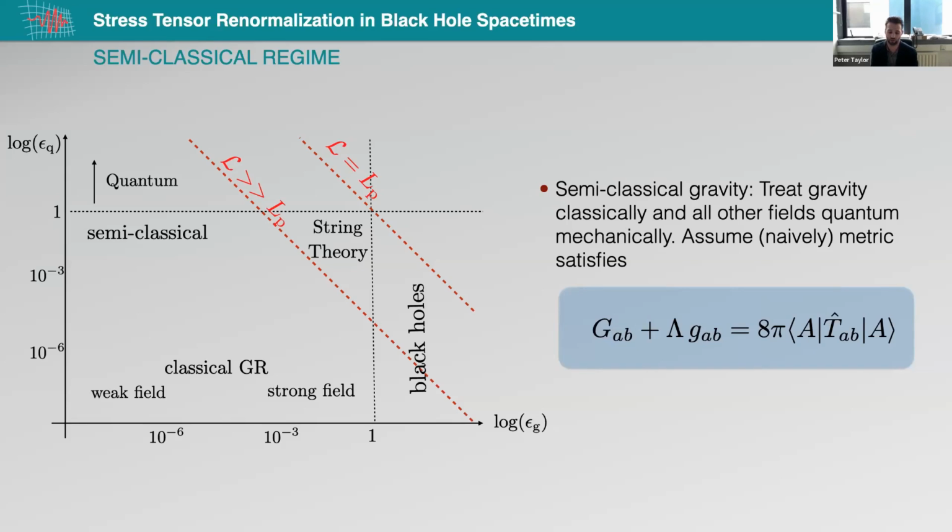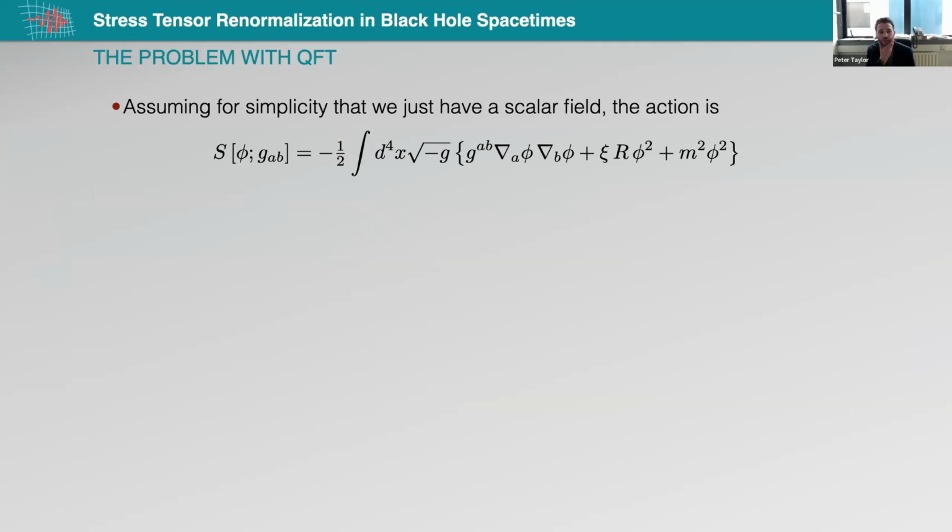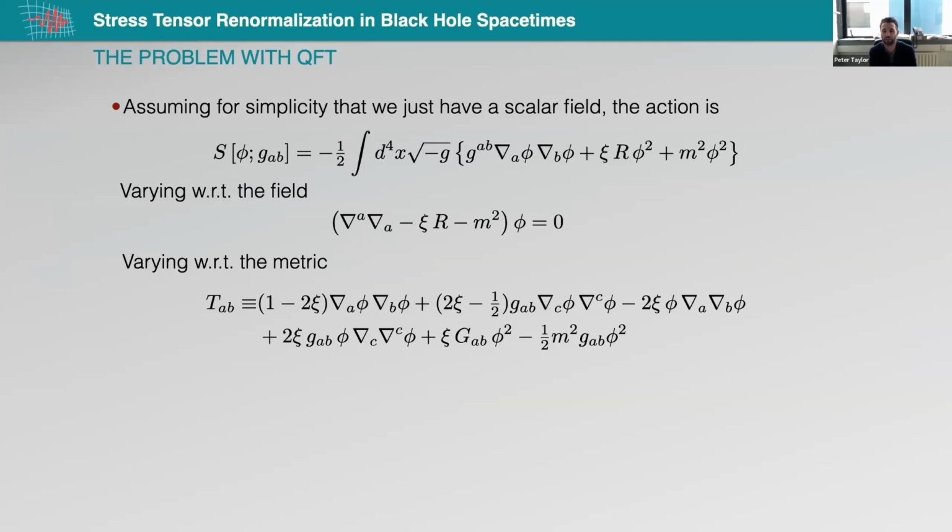To see what's wrong with this equation, and there'll be a bit of overlap here with the previous talk, let me, for simplicity, assume that we have a scalar field. Then we can write down an action for that scalar field in the usual way. Varying with respect to the field, applying the principle of stationary action, gives us the Klein-Gordon equation, whereas varying with respect to the metric defines a stress energy tensor in a classical sense.